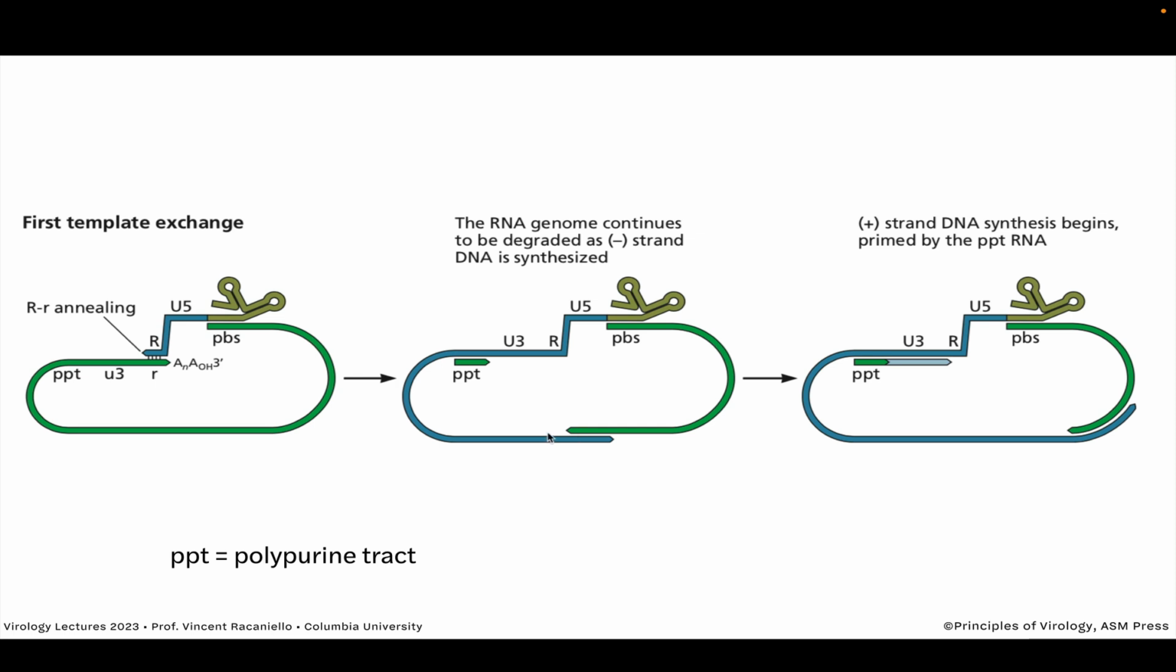And as it's continuing, it chops up the RNA and eventually gets all the way to the tRNA. It does not chop up this short sequence of RNA called the PPT, the polypurine tract. And that's because this is going to serve as the primer for plus strand DNA synthesis. And so even before minus strand DNA synthesis is done, plus strand DNA synthesis begins at the PPT. So let's take it to the next step.